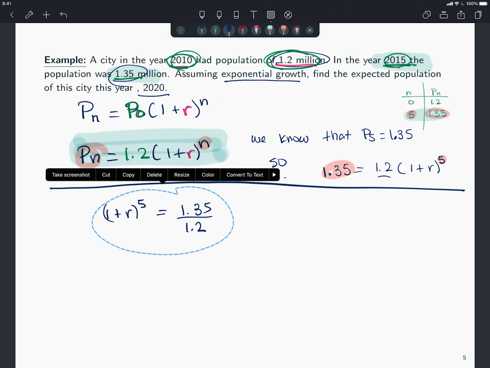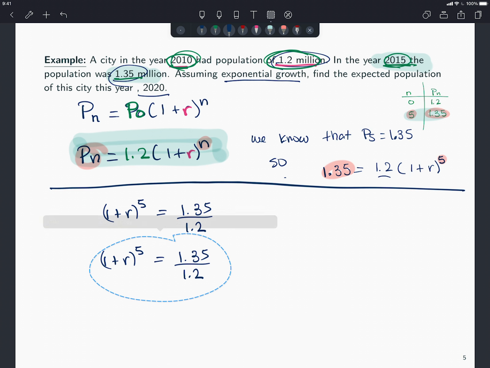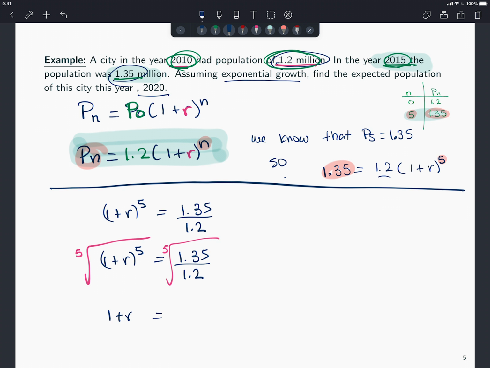Copy that, I'm going to paste it. And what I do is take the fifth root on both sides, right? I have the fifth power, so I take the fifth root. On the left side, the power just disappears, and I have 1 plus r. On the right side, I have the fifth root of the quantity 1.35 divided by 1.2. I'm leaving it like that on purpose, and I'm going to do one operation with the calculator at the very end.